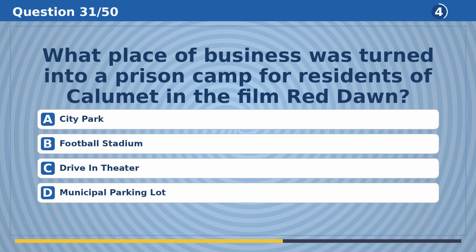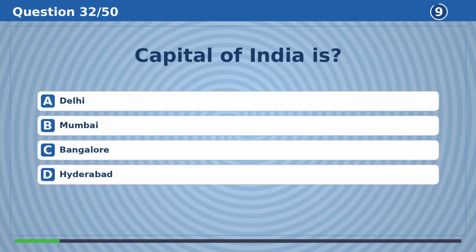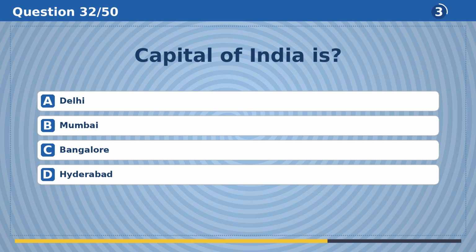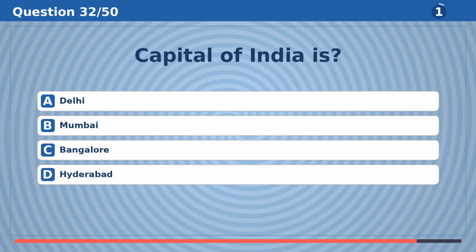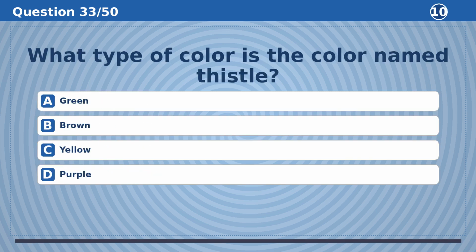What place of business was turned into a prison camp for residents of Calumet in the film Red Dawn? The answer is C, drive-in theater. Capital of India is? The answer is A, Delhi.